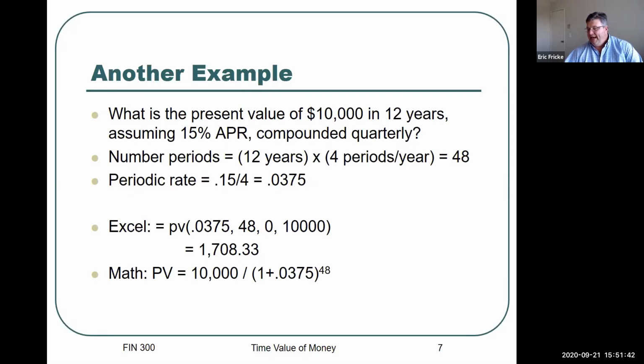And then if we do the math, we can just do the simple PV formula. PV equals the future value, 10,000, divided by 1 plus the interest rate, all to the total number of periods. So the interest rate is 0.0375, and the total number of periods is 48. And we should get the same answer.